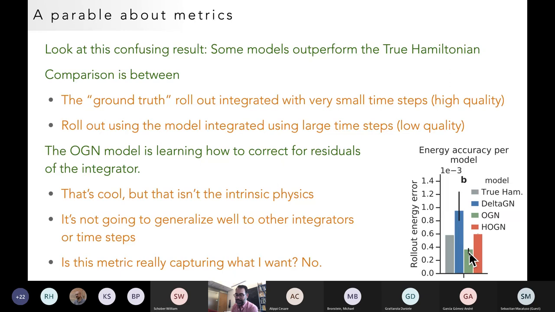You might think, oh, that's great, right? And in some sense, it's good. But really what it's doing is somehow learning how to correct for the residuals in the integration. You might think that's cool, but from a physicist's point of view, whatever that graph network is learning is not really the underlying physics. It's learning the underlying physics mixed up in some complicated way with the residuals of some numerical integration algorithm, which I don't really care about. So while it might work here, it's not going to generalize well to other situations because it hasn't captured the essential physics. Part of the parable of this story is that this metric is really not what I care about. Simple numerical metrics like prediction error are not capturing the thing I care about, which is generalization to other kinds of systems.